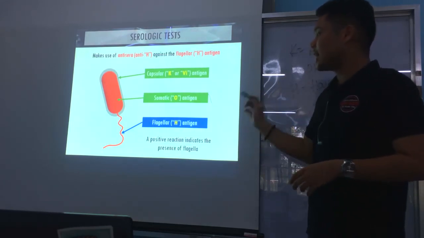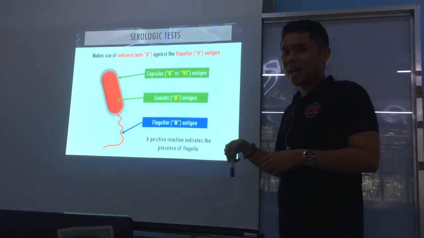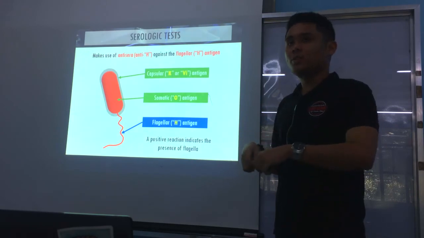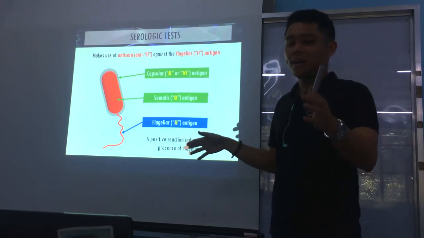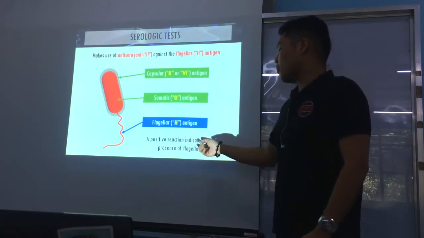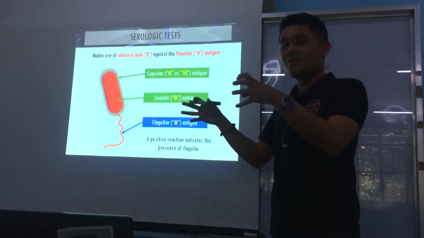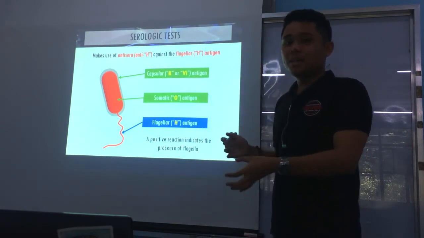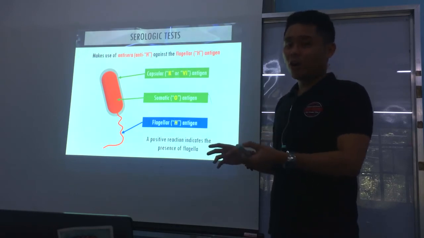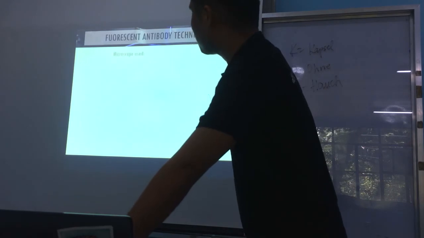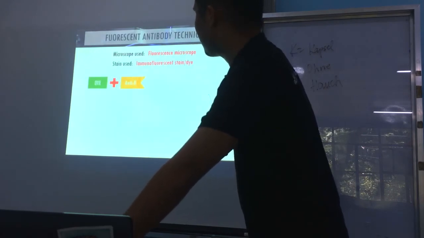Okay, so again, how do we detect this time is the flagellar H, the hauch antigen. Okay, and we use antibody. So since we use the H antigen, we use antibody, anti-H. Okay, so a positive reaction, if you mix ang anti-serum and your bacteria, if may positive reaction, then it means na ang presence of flagella. Okay, alright. Next, you go to your fluorescent antibody technique.